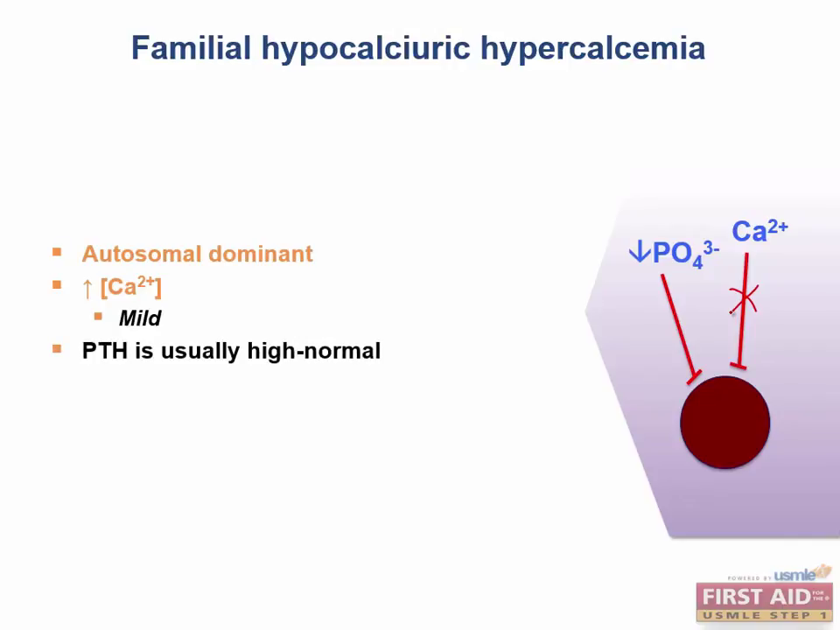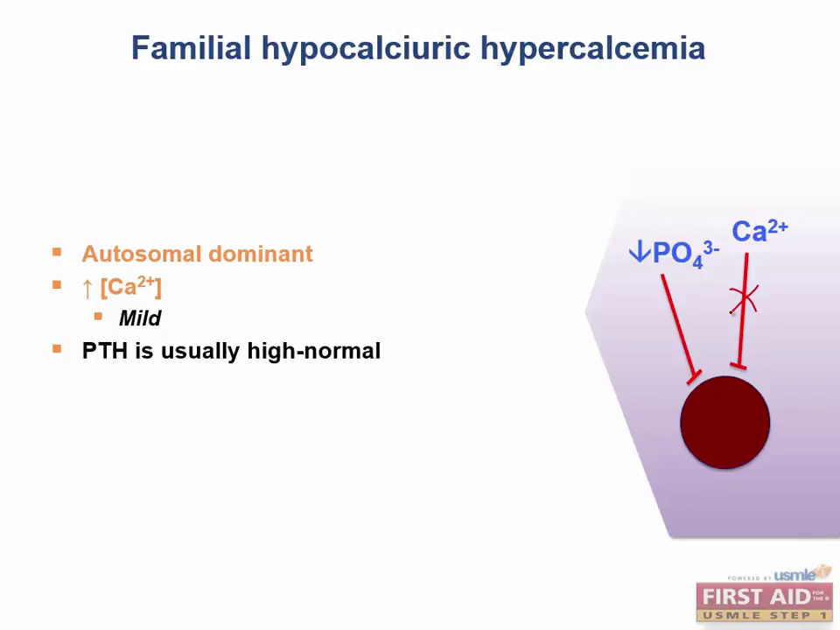So, I mentioned that the changes in labs are super important for calcium metabolism questions, and it's sometimes easy to confuse these labs with the labs in hyperparathyroidism if PTH is just above the border of normal. So, which lab value distinguishes familial hypocalciuric hypercalcemia and hyperparathyroidism? The answer is urine calcium.